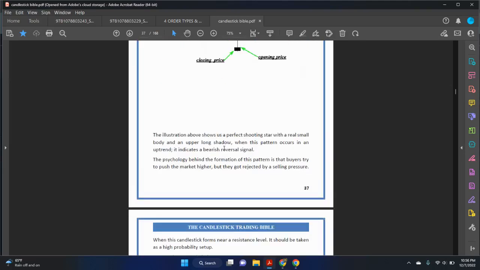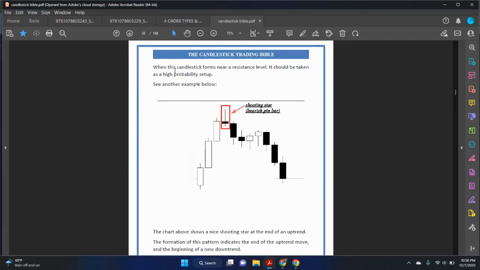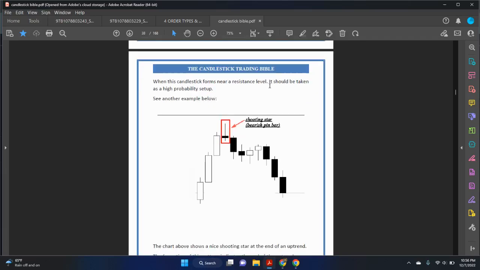Alright, the illustration above shows us a perfect shooting star with a real small body and an upper long shadow. When the pattern occurs in an uptrend, it indicates a bearish reversal. The psychology behind the formation of the pattern is that the buyers tried to push the market higher, but they got rejected by selling pressure. When this kind of setup forms near a resistance level, it should be taken as a high probability setup.